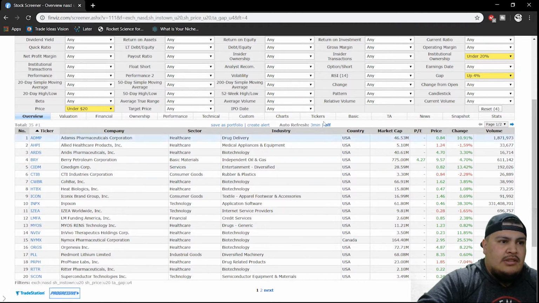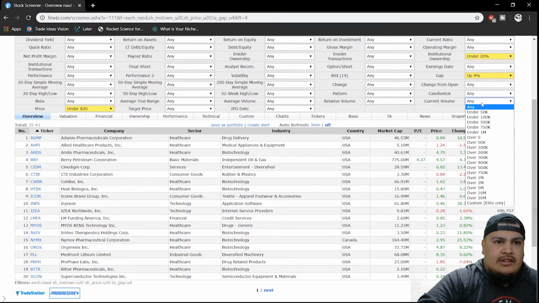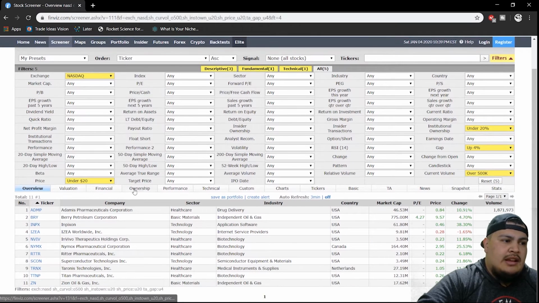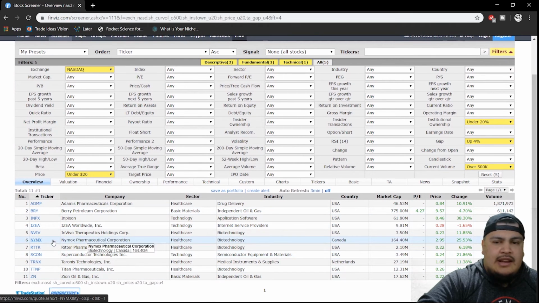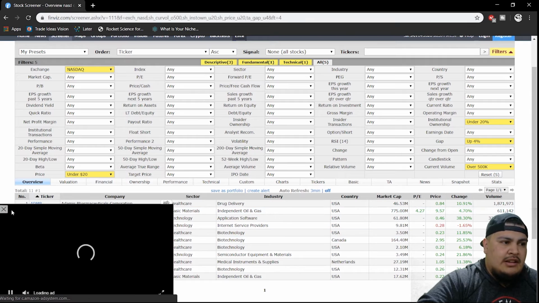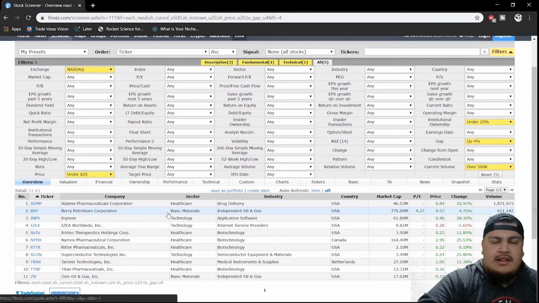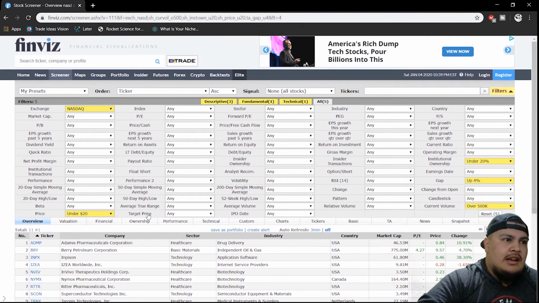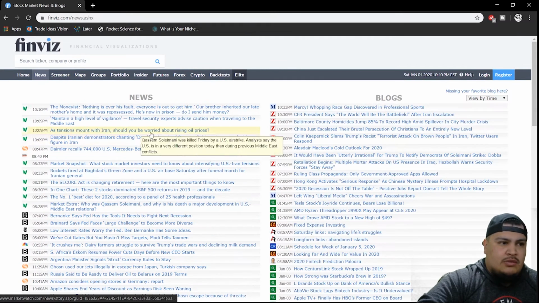So you could also do like average volume, or even the current volume. So if the current volume on it is, say you want it at least over 500,000, that is a good point. Then you lower this to 11 out of 35. So this would be a good starting point to look at some tickers if your strategy is for small cap gappers.